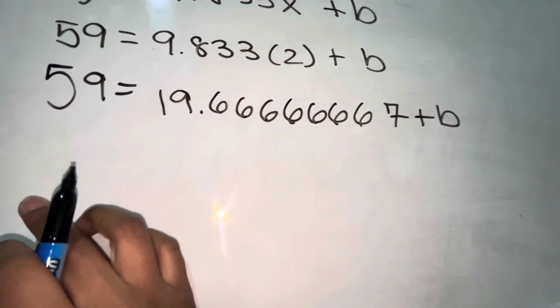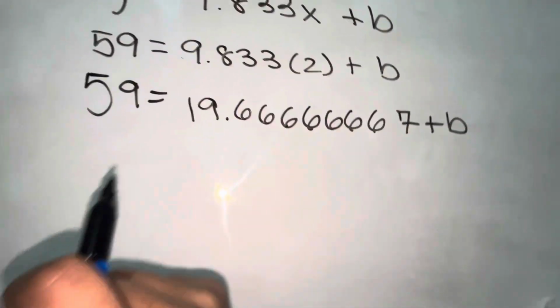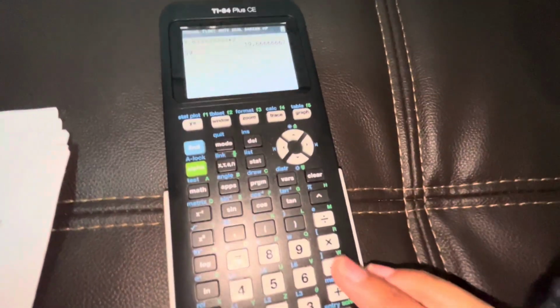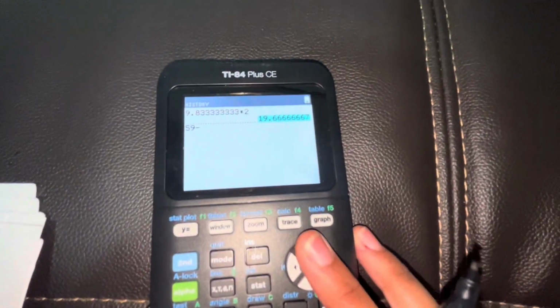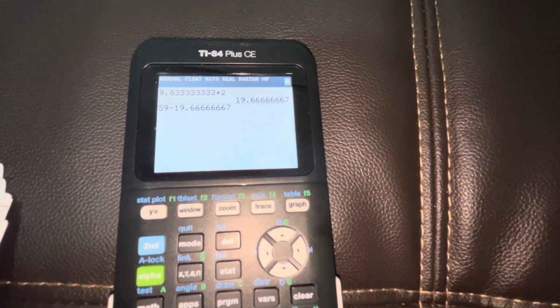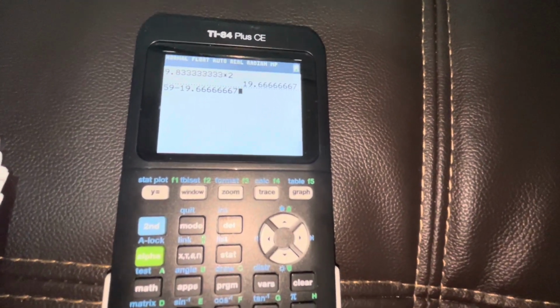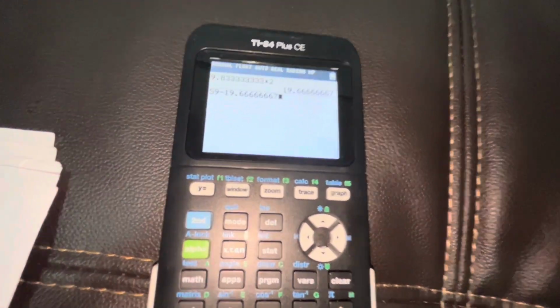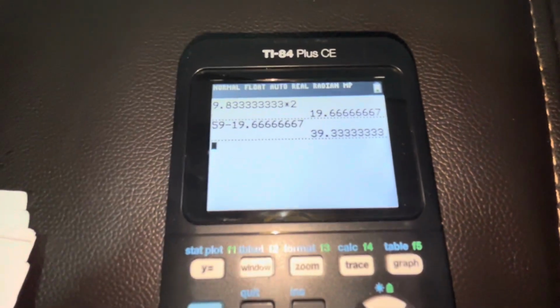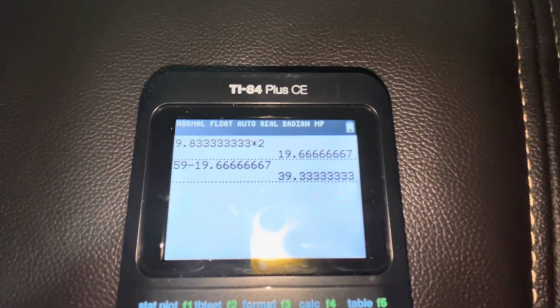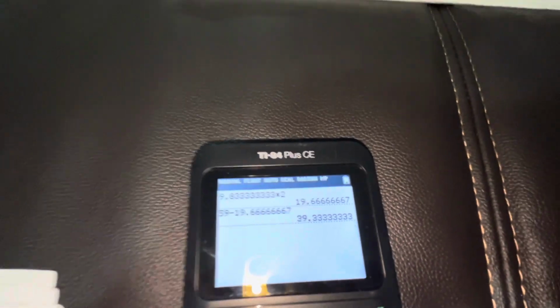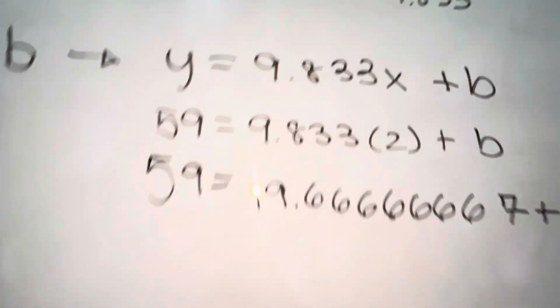Now, in order to isolate the b, you have to subtract this on both sides. So what is 59 minus 19.6666667? Now you have 39.333333. So that will be your b.